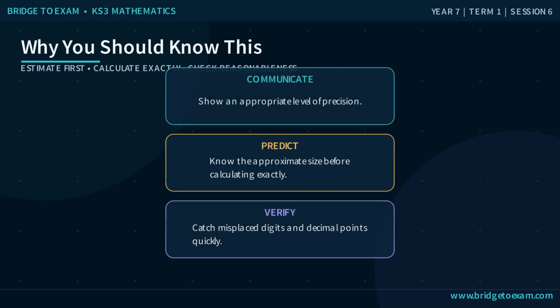Why should you know this? Rounding communicates how precise a value really is. Estimation gives you a fast mental reference before an exact calculation. If your estimate is about 800 but the calculator displays 8,000, you can immediately suspect a misplaced digit or decimal point. The aim is not to replace accurate work. It is to predict the correct size, check reasonableness, and catch errors early.